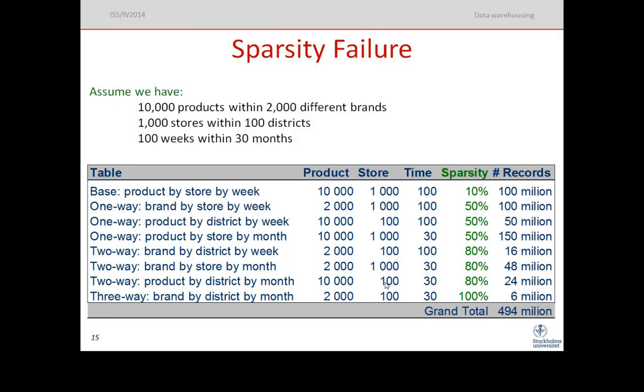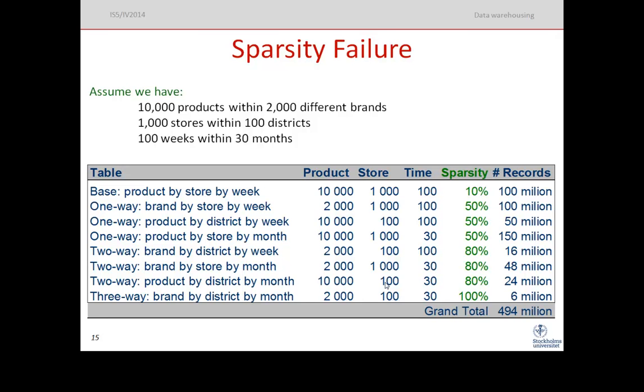So here is an example where we can see the percentage of sparsity in different ways. Assume we have 10,000 products within 2,000 different brands. We have 1,000 stores within 100 districts, and we have 100 weeks within 30 months, roughly. Then on the base level, product by store by week, we have 10,000 products, 1,000 stores, 100 dates, and that will have a sparsity of 10%, which will affect 10 million rows.